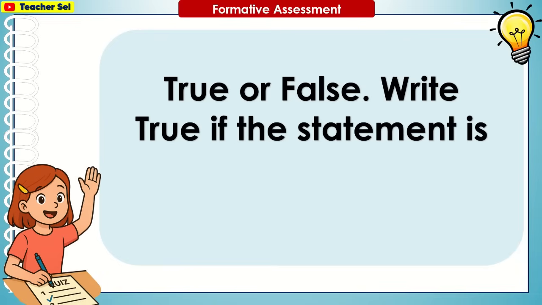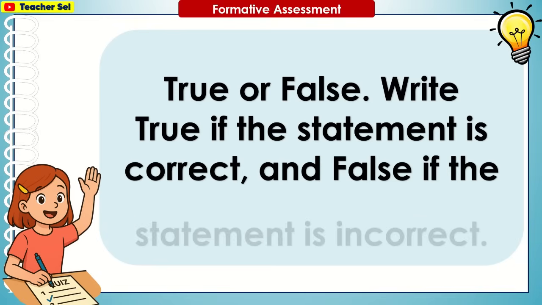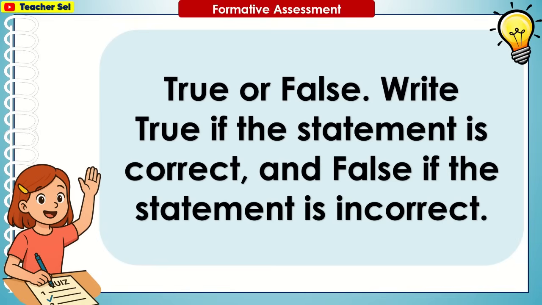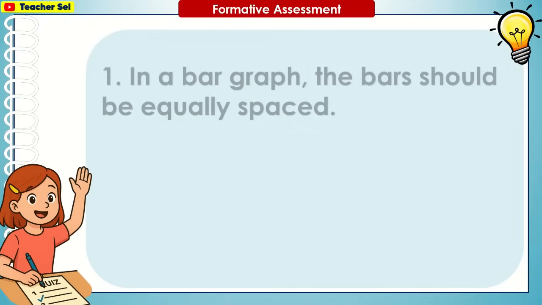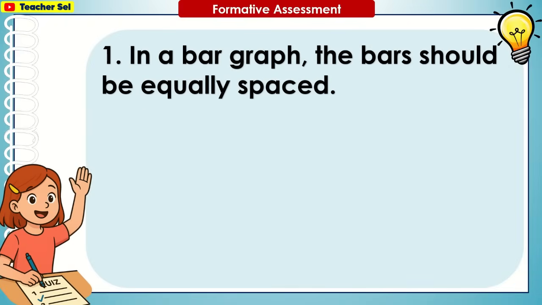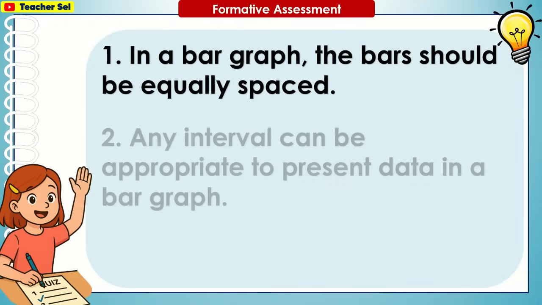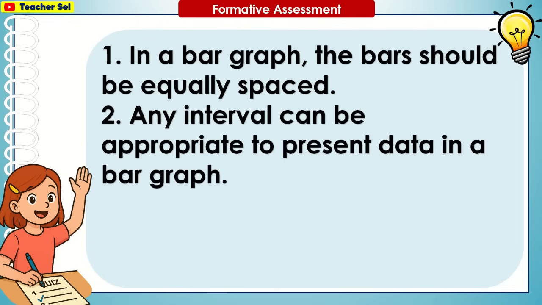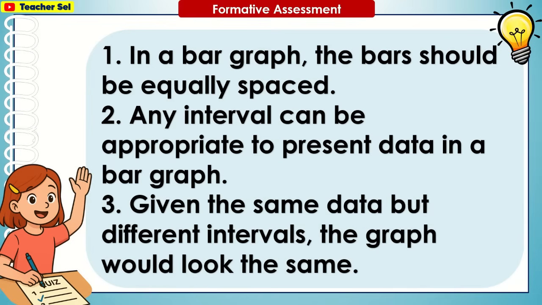True or false? Write true if the statement is correct and false if the statement is incorrect. In a bar graph, the bars should be equally spaced. Any interval can be appropriate to present data in a bar graph. Given the same data but different intervals, the graph would look the same.